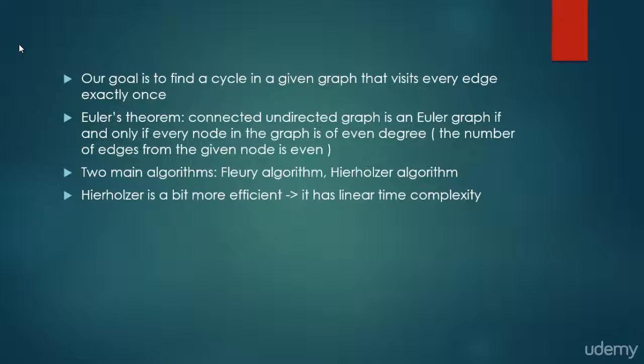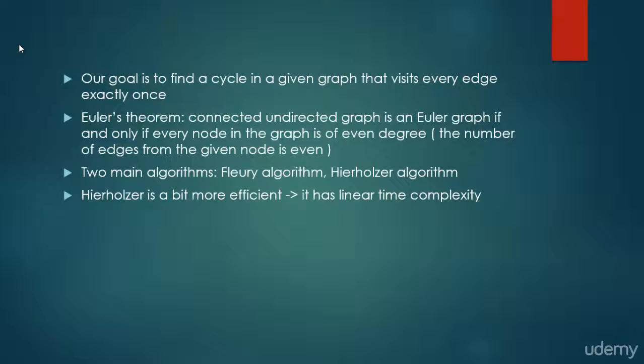Our goal is to find a cycle in a given graph that visits every edge exactly once, and according to Euler's theorem, a connected graph is an Euler graph if and only if every node in the graph is of even degree, which means that the number of edges from the given node is even. It can be divided by 2.